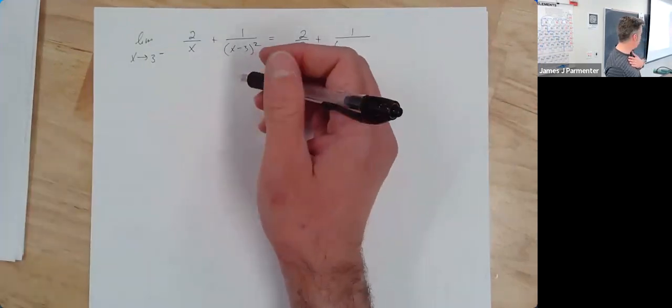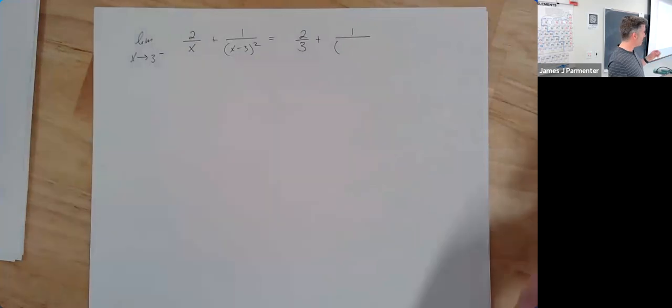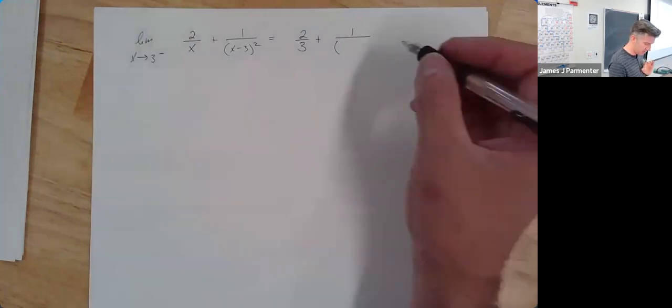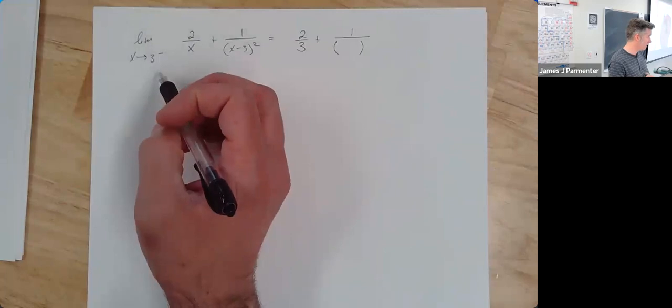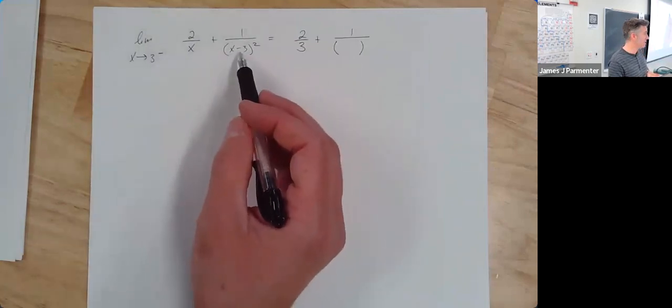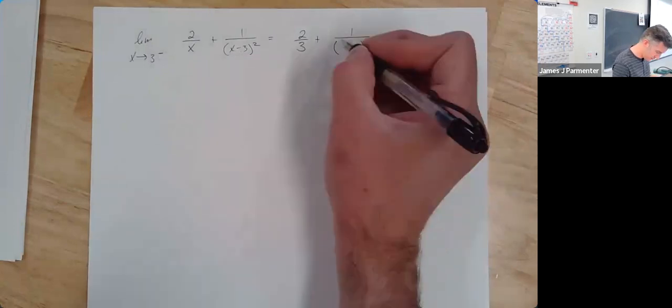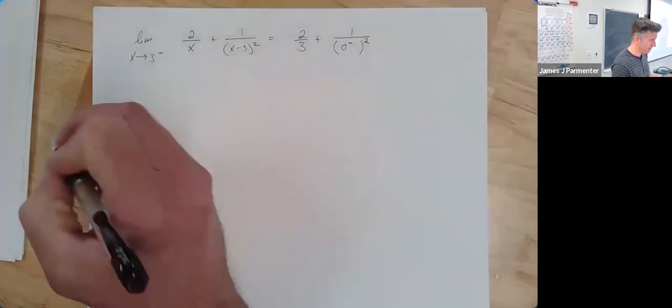3 minus 3 is 0. So when I get a 0 in the denominator and it's not a 0 in the numerator, I do a little bit more thinking. Okay, it's a 0 in the denominator, but is it slightly negative or slightly positive? Well, I'm on the left side of 3, so I'm slightly less than 3, and slightly less than 3 minus 3 is slightly negative. But it's squared.